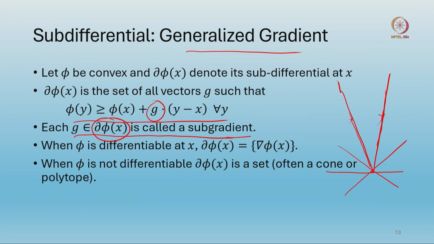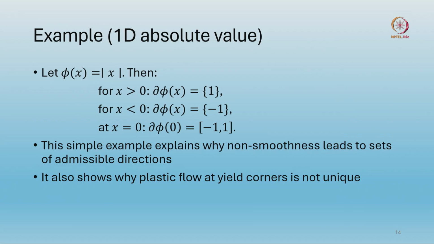So you can see that all these lines that I drew here are basically the elements of del phi of x when x is here, at this lowest point, correct. So therefore this is a very, very useful thing. Let us actually try to understand it in the context of a very specific example.